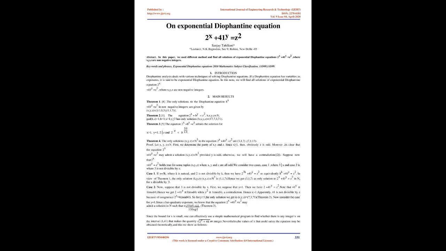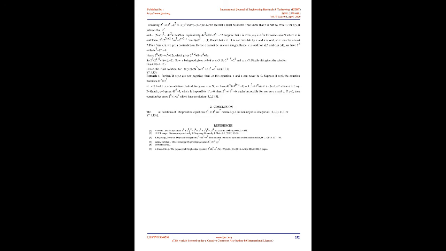Case 2. Now, suppose that 3 does not divide x. First, we suppose that x = 1. Then we have 2 + 41^y = z^2. Note that 41^y = 1 mod 4. Hence we get 2 + 41^y = 3 mod 4, while z^2 = 1 mod 4, a contradiction. Hence x > 1. Apparently, 41 does not divide z because of the congruence 2^x = 0 mod 4. So for y = 3 the only solution we get is (x, y, z) = (7, 3, 71), by Theorem 2. Now consider the case for y = 1.